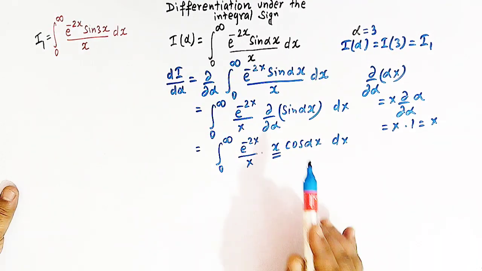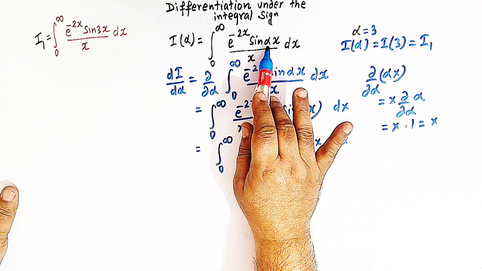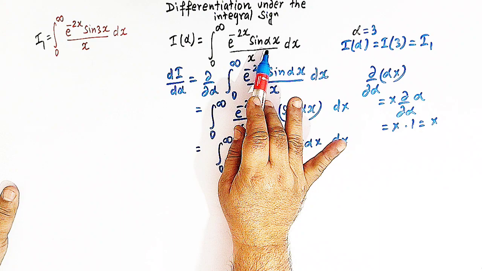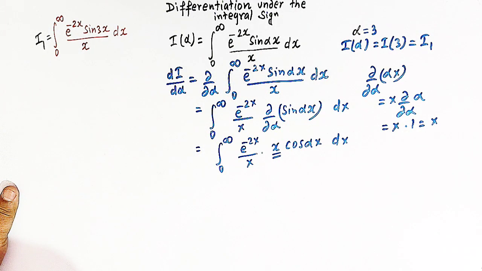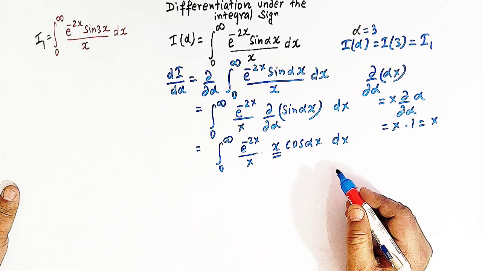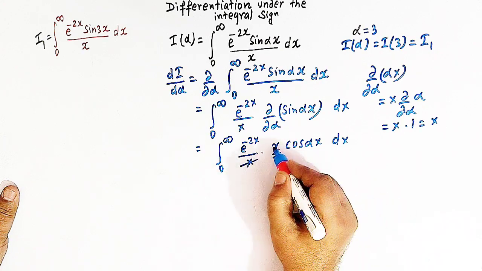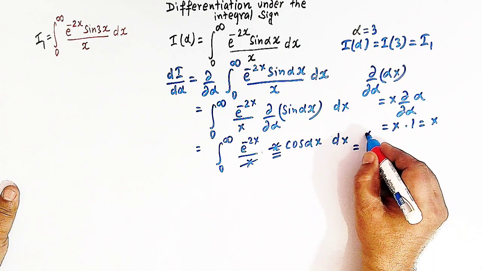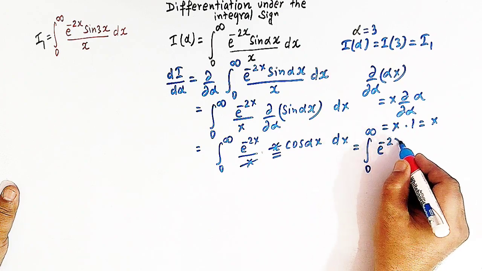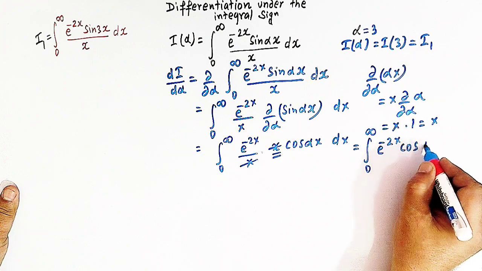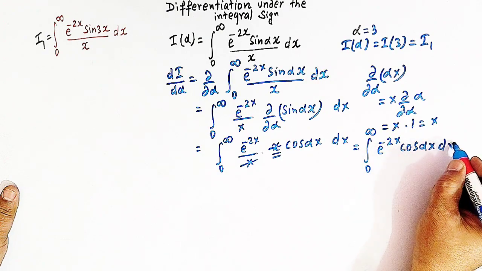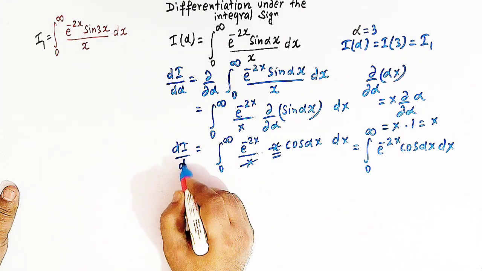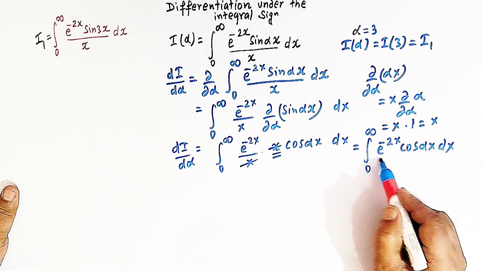So the purpose of introducing this parameter alpha is to get the derivative of I with respect to alpha, so that we can form a differential equation, right? Now here this x and this x get cancelled, so we are left with 0 to infinity e raised to minus 2x cos of alpha x dx, right? So dI over d alpha is now equal to this integral.